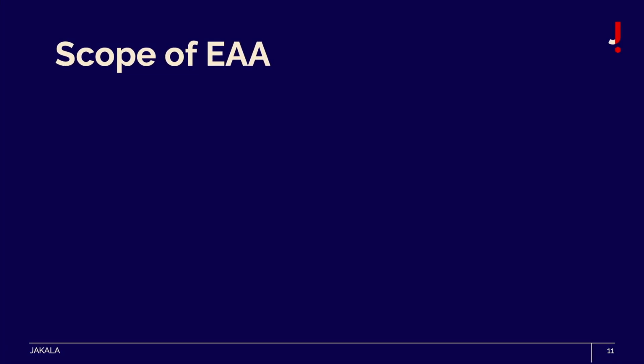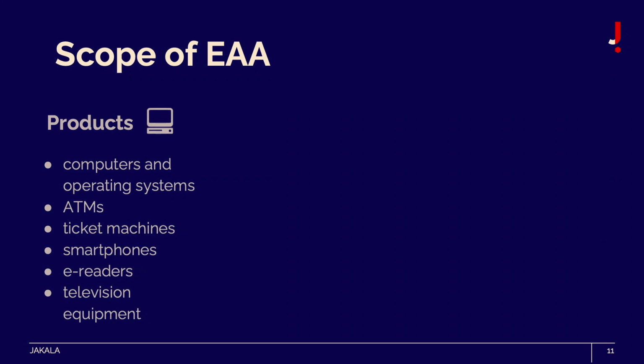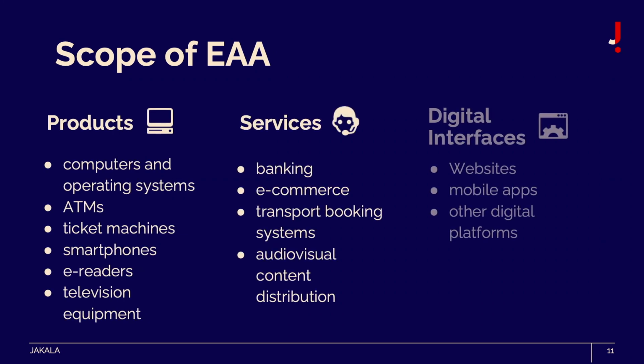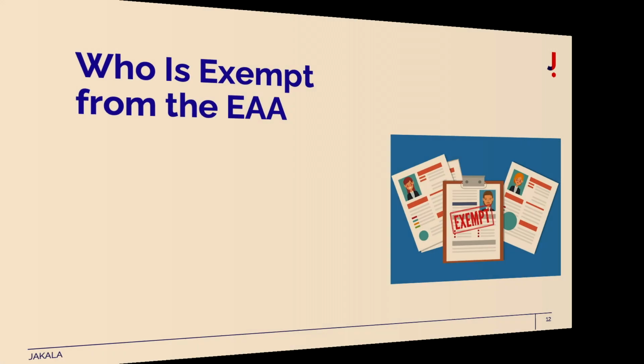The scope of the EAA can be grouped into 3: products, services, and digital interfaces. For the scope of our current presentation for DrupalCon, we can safely say that EAA is for websites for banking, e-commerce, transport booking systems, and audiovisual content distribution. So if your type of business is not listed here, then EAA isn't applicable. But even if it is, you can get exempt.